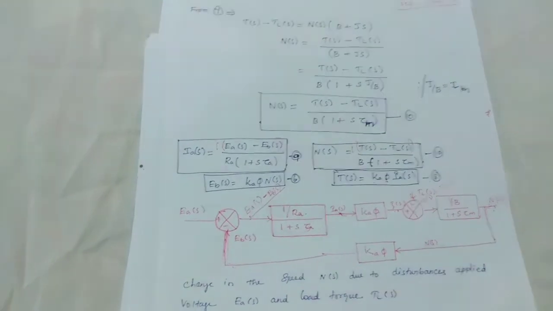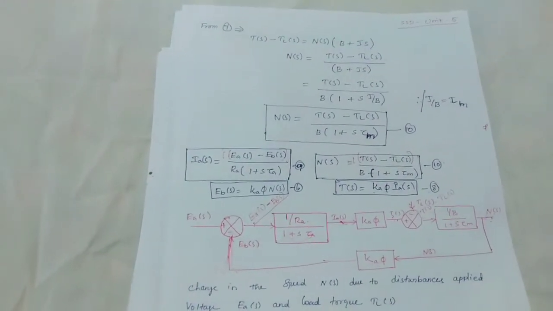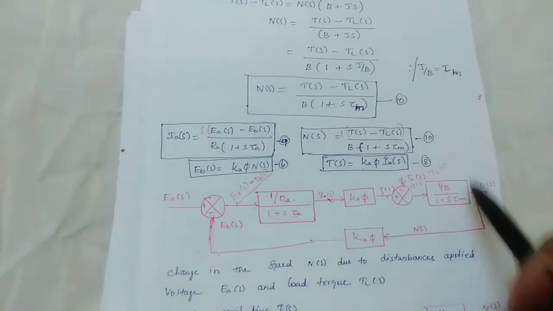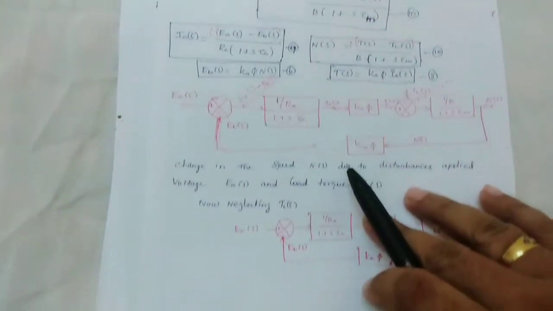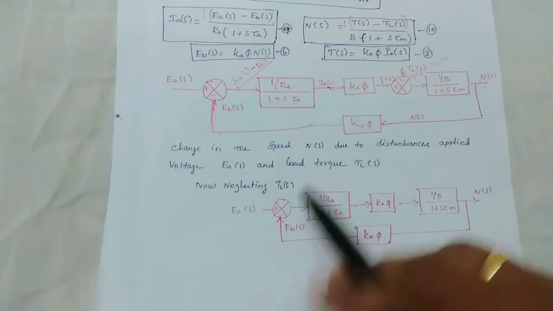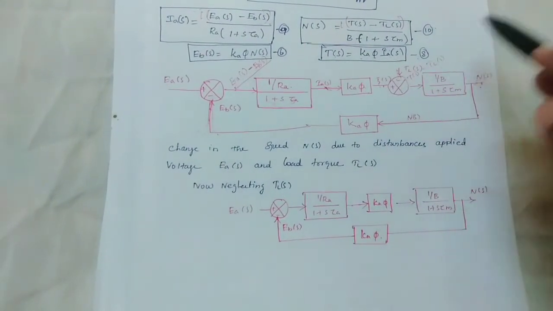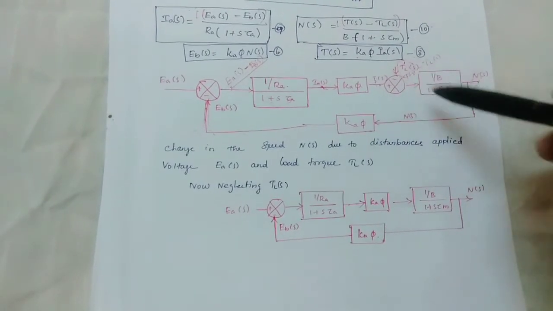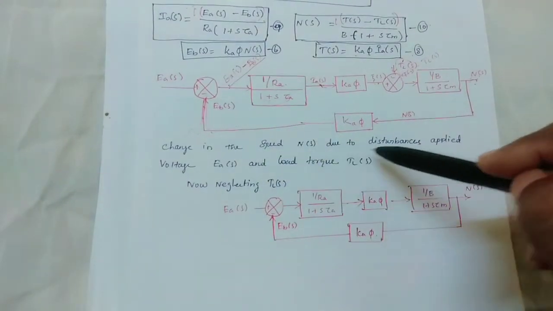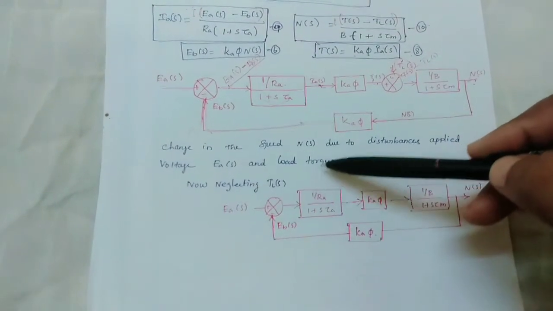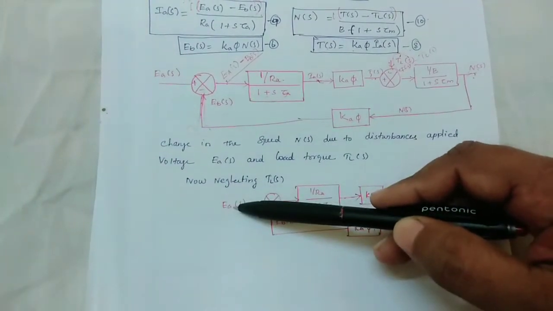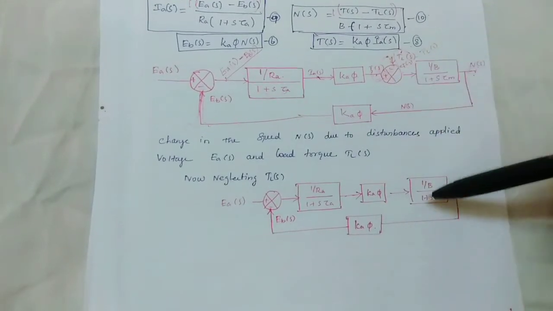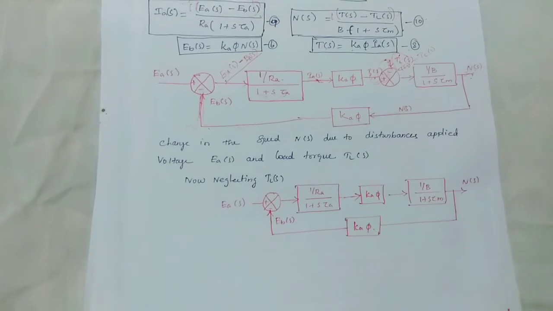From this diagram, we are going to find the transfer function of a motor load system. From the above diagram we can have a simple arrangement, where we neglect the load torque, because the change in speed N of S is due to the disturbance applied by the voltage and the load torque. So only the applied voltage will be considered, the load torque will not be considered. So this term will be eliminated. T is given directly here, then N of S is produced.